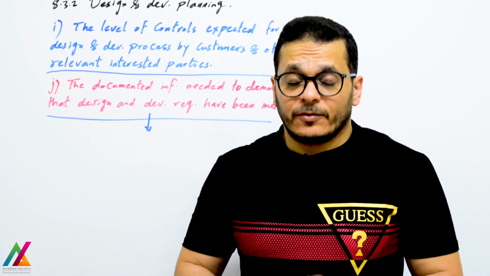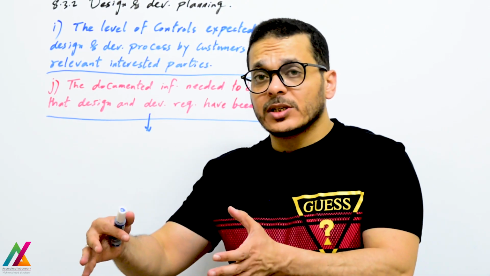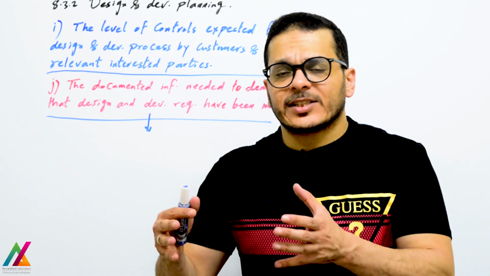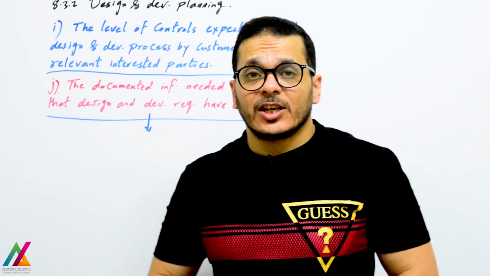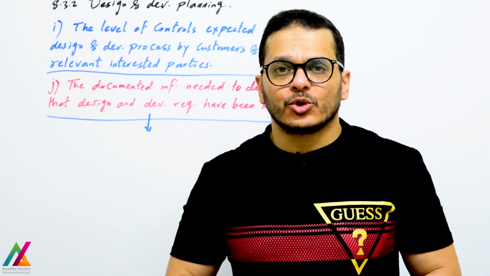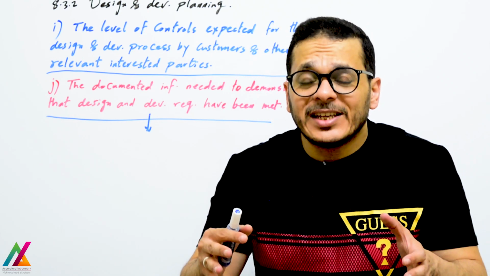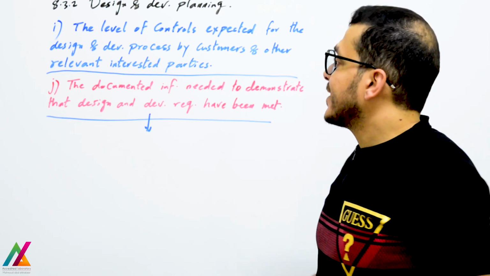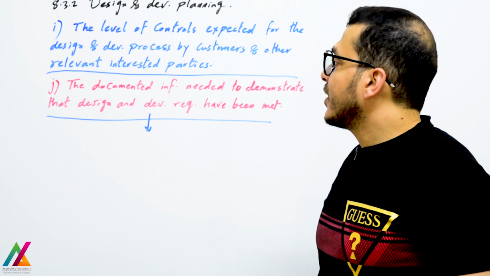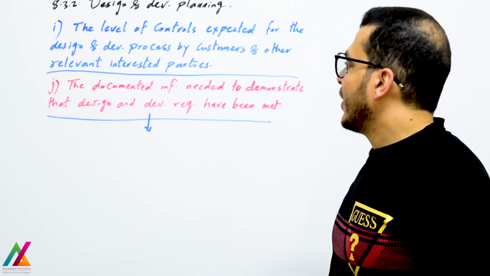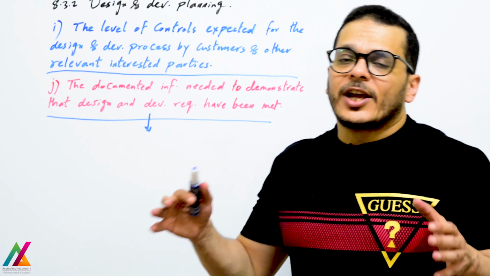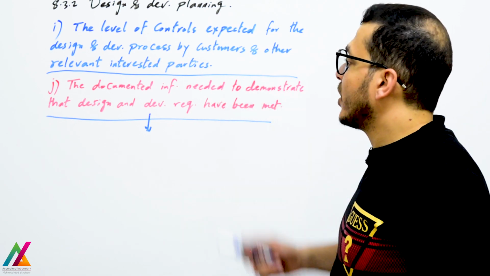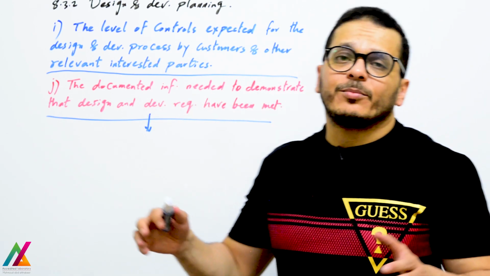Also the controls expected for this design and development process by the customers, and also other relevant interested parties such as government or any expected law related to this process, for any chemical or product used during this process, shall also be kept in your plan. The level of control expected for the design and development process by customers and other relevant interested parties shall be kept in the plan. And for documented information, you shall retain all documented information relating to the design and development process needed to demonstrate that design and development requirements have been met.